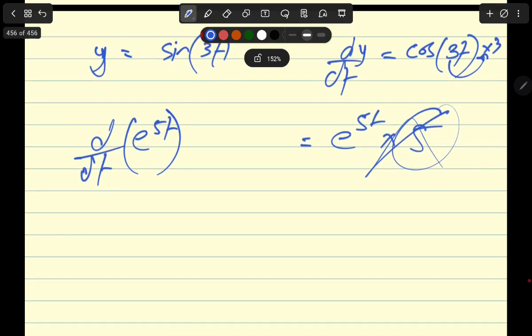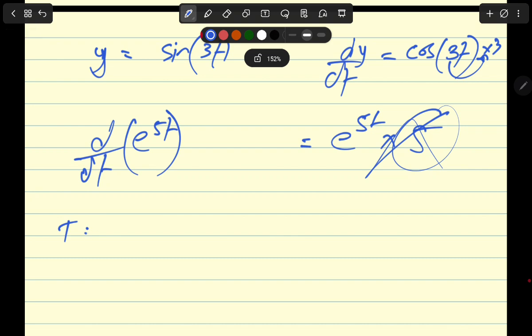Now trap number 3 is they do the cancelling incorrectly. So students often cancel t when it shouldn't cancel. So sine 3t upon t, you cannot cancel these t's. This is horrible algebra. Don't do that.